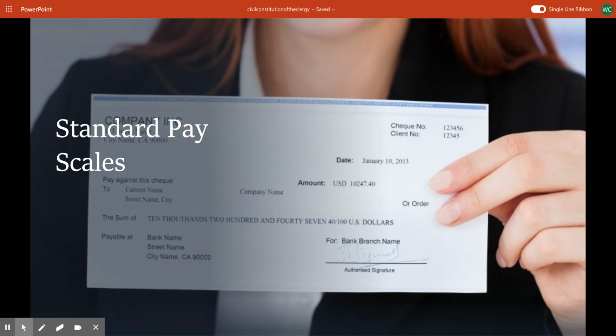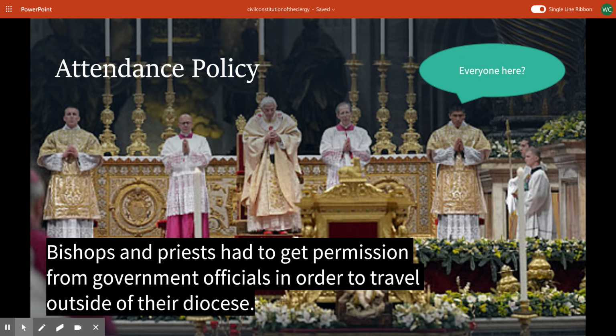There are going to be standard pay scales. The bishops are going to make this much. This is predetermined. A priest will make this much, depending on how big his congregation is, and so on and so forth. So they're going to be paid based on a standard pay scale. There's going to be an attendance policy. We're going to make sure that everyone's here when it's time for church and all that kind of stuff. And bishops and priests have to get permission to travel outside of their diocese, outside of their general area.